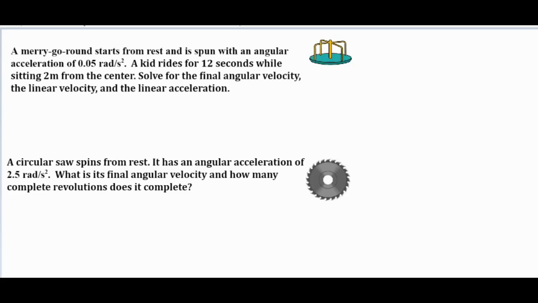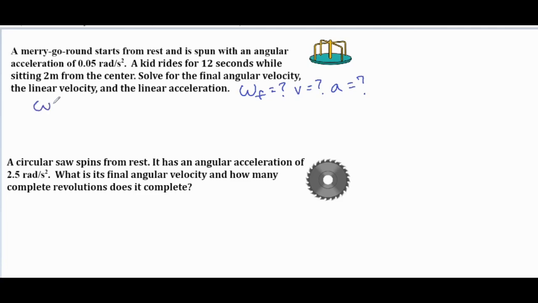A merry-go-round starts from rest and is spun with an angular acceleration of 0.05 radians per second squared. A kid rides for 12 seconds while sitting 2 meters from the center. Solve for the final angular velocity and linear acceleration. So we want the omega f, we want the v, and then we want the a eventually as well. So let's go ahead and label what we got.